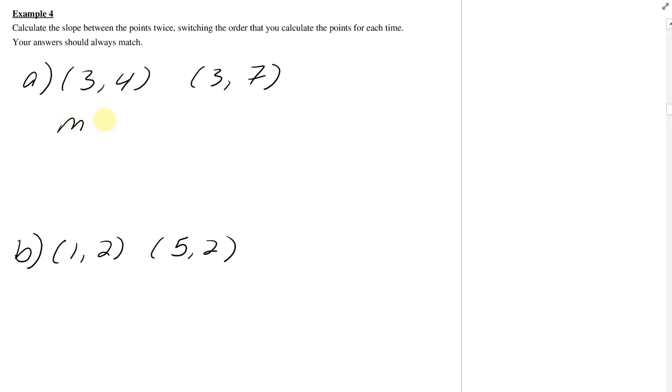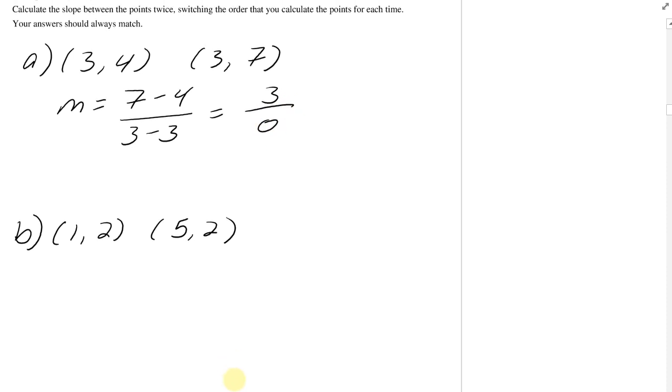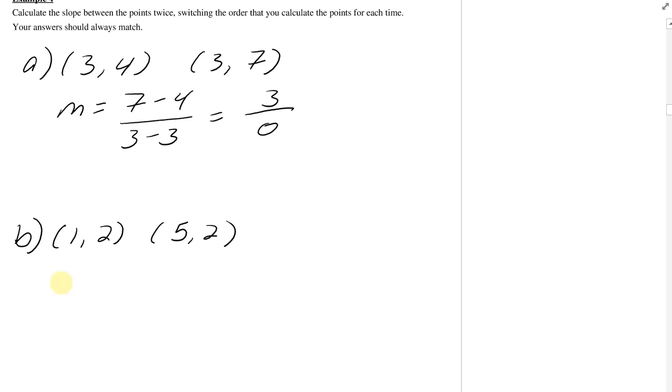Okay, so now I've got my m, so this is going to be 7 minus 4 over 3 minus 3, so I get 3 over 0. Okay, let's just hold there for a second, and I want to compare that to what happens with b. So for b, I get 2 minus 2 over 5 minus 1, so this is 0 over 4. So in both cases, I've got a 0. So which one is it where it's undefined?